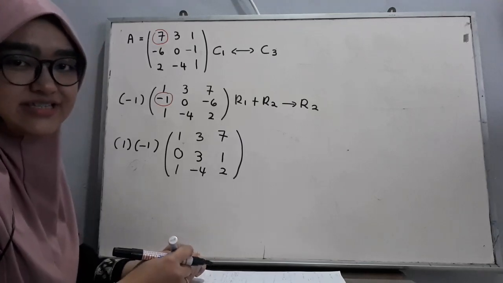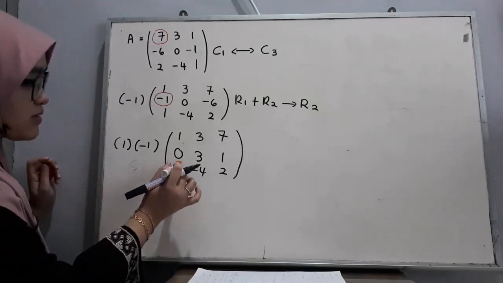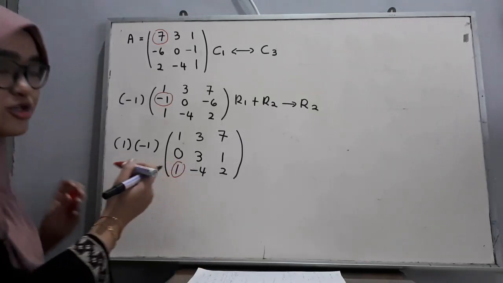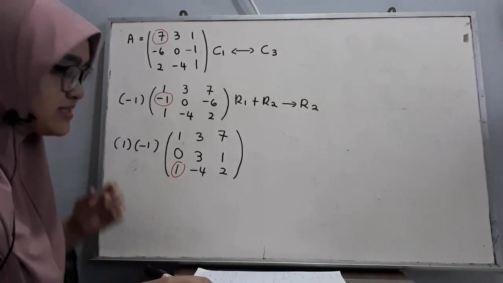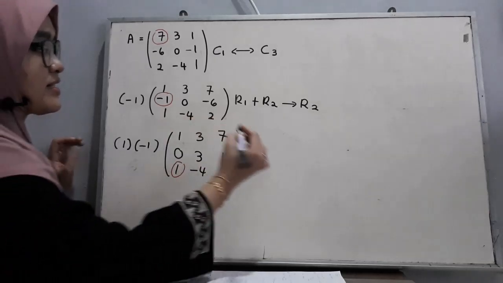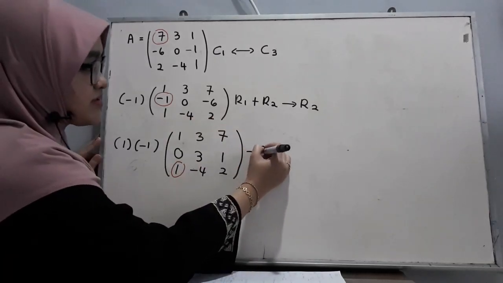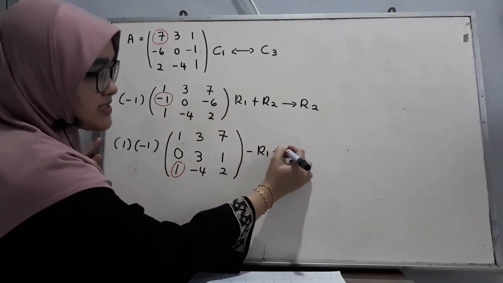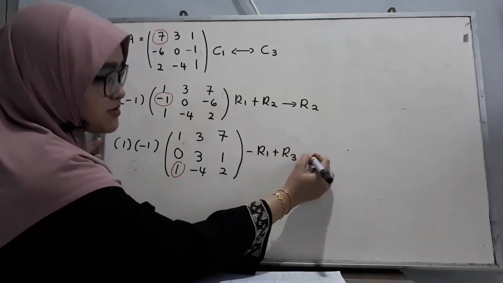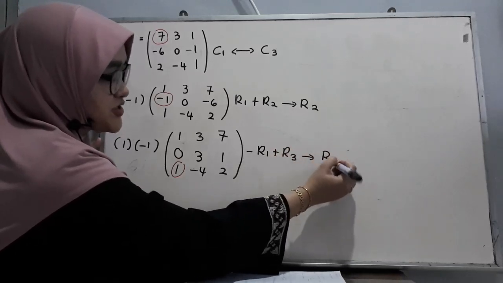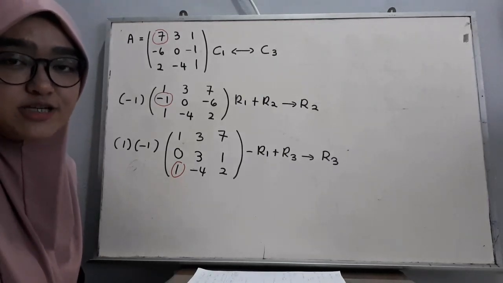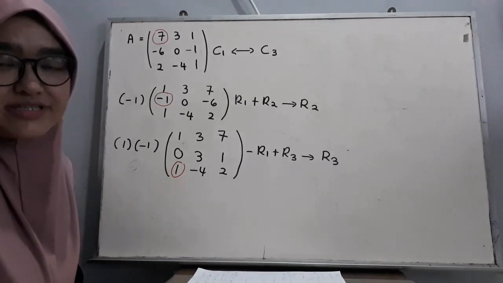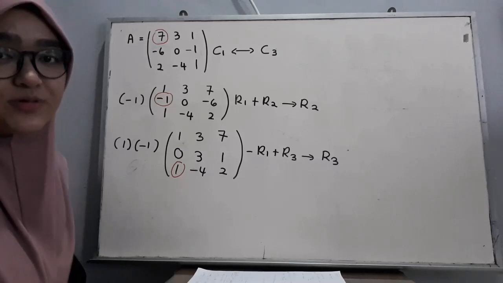Our next target is to change 1 from the third row into 0. What we can do is -R1 plus R3 to change R3. And again, when we do an addition operation, we must multiply the matrix by 1.